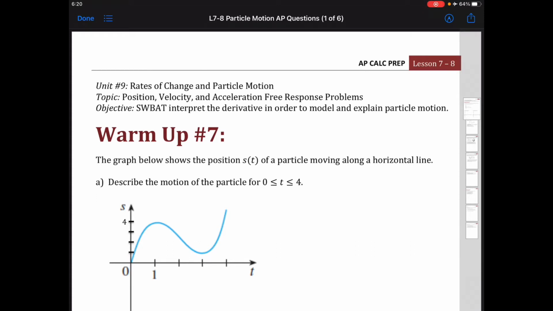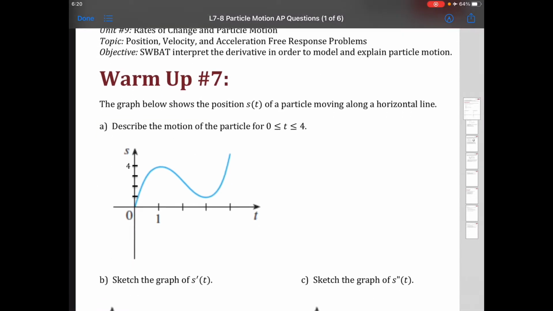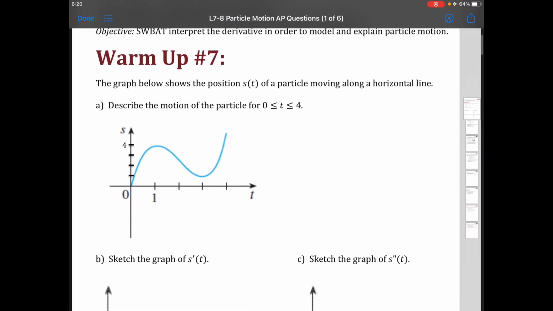So I want you to pause the video and try the warm-up. The warm-up says the graph below shows the position of a particle moving along a horizontal line. So it's asking us to describe the motion of the particle from 0 to 4.